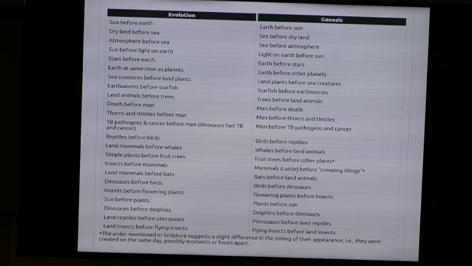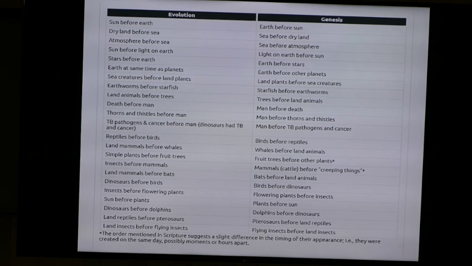Genesis says that there was a sea before there was an atmosphere. Back in the beginning, that's what we had. And it wasn't until he separated the waters that we had the atmosphere. And they claim that the atmosphere was up there before the sea. Genesis says there was light on earth before there was a sun. Evolution claims that the first light was from the sun. By the time the earth became an earth, the sun was already shining out light.